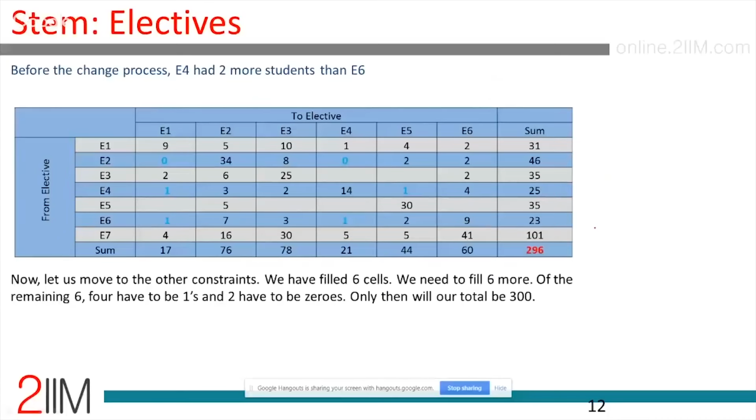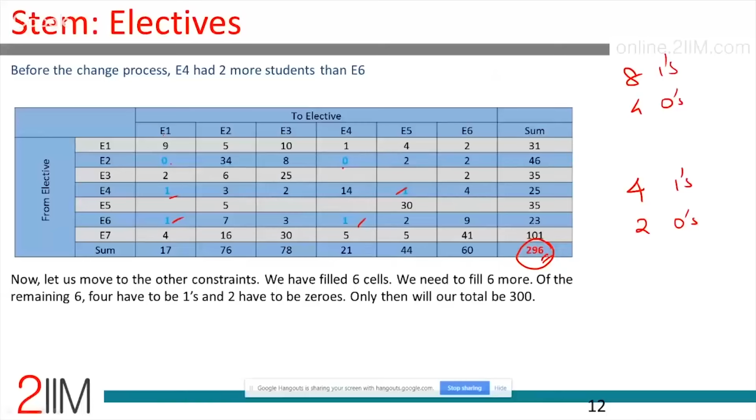So let's fill this even further. We've added 4 more ones, so the total goes to 296. For the remaining, we need to fill 6 more cells. The total has to go to 300, so we should have 4 ones and 2 zeros. We started by requiring 8 ones and 4 zeros. We filled 4 ones: these 2 and these 2 are ones. These 2 are zeros. We've done that. And then we need to figure out the remaining cells.